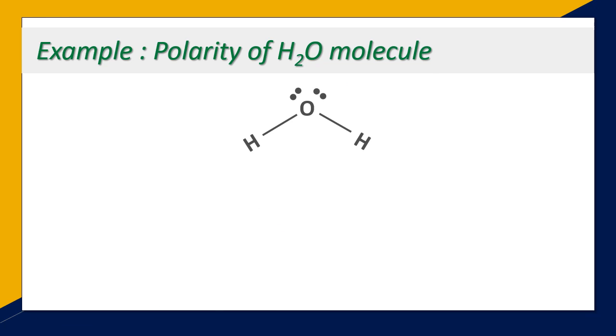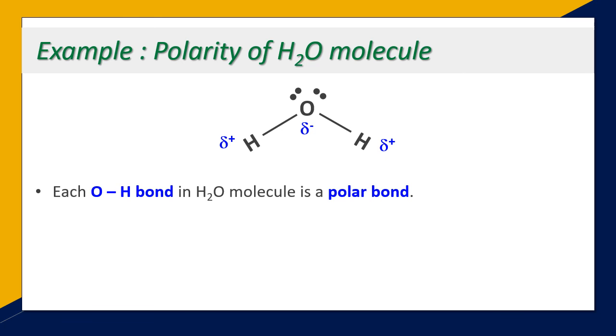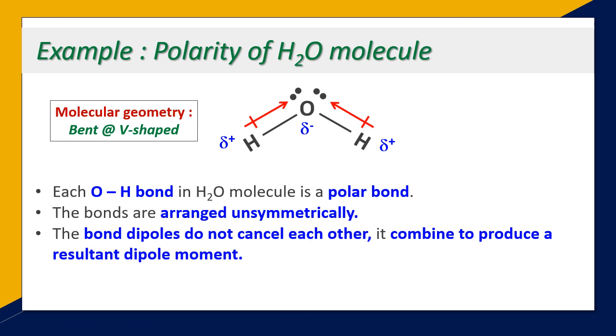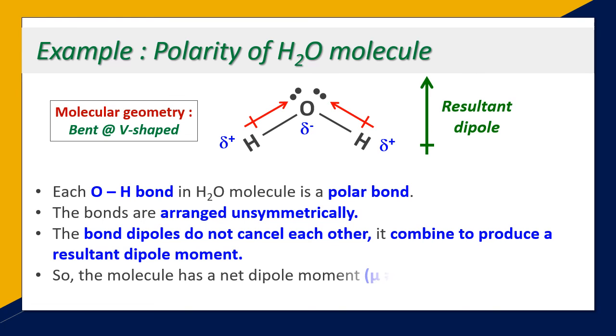Our last example is the water molecule. This molecule consists of O-H bonds, which are polar bonds. All these bonds are arranged unsymmetrically in a V shape. Thus, the bond dipoles do not cancel each other but combine to produce a resultant dipole moment. The molecule has a net dipole moment, so water can be classified as a polar molecule.